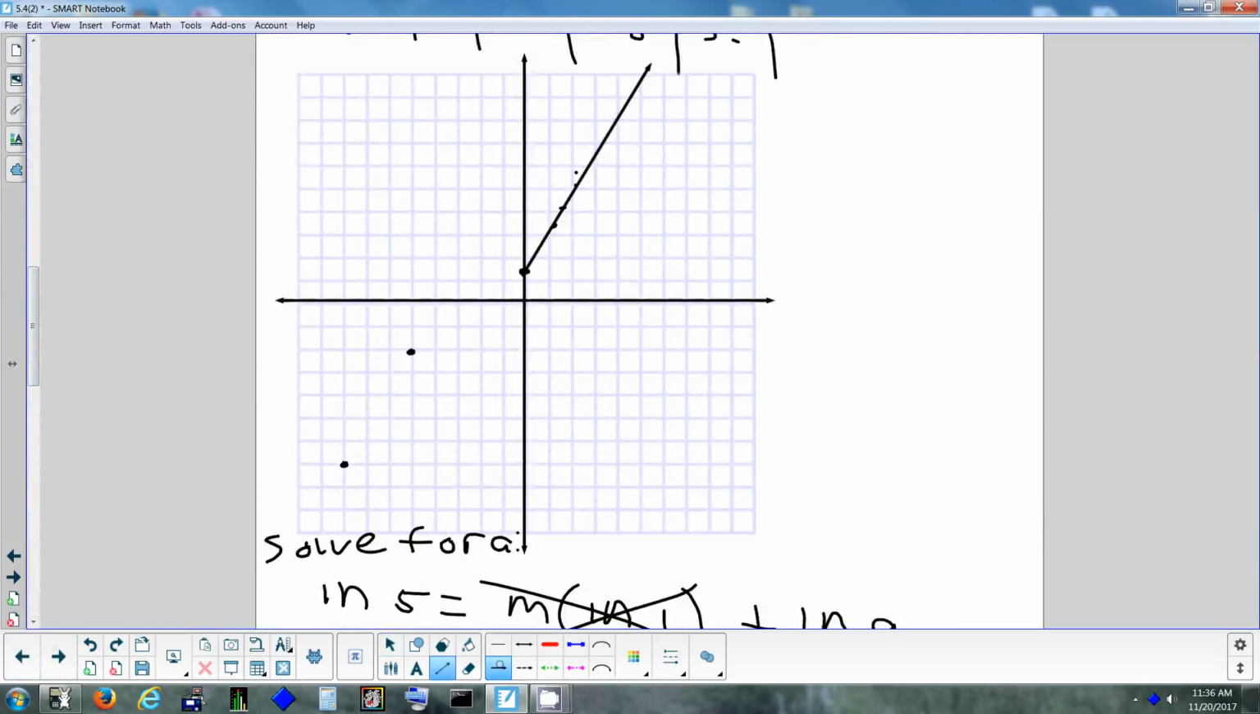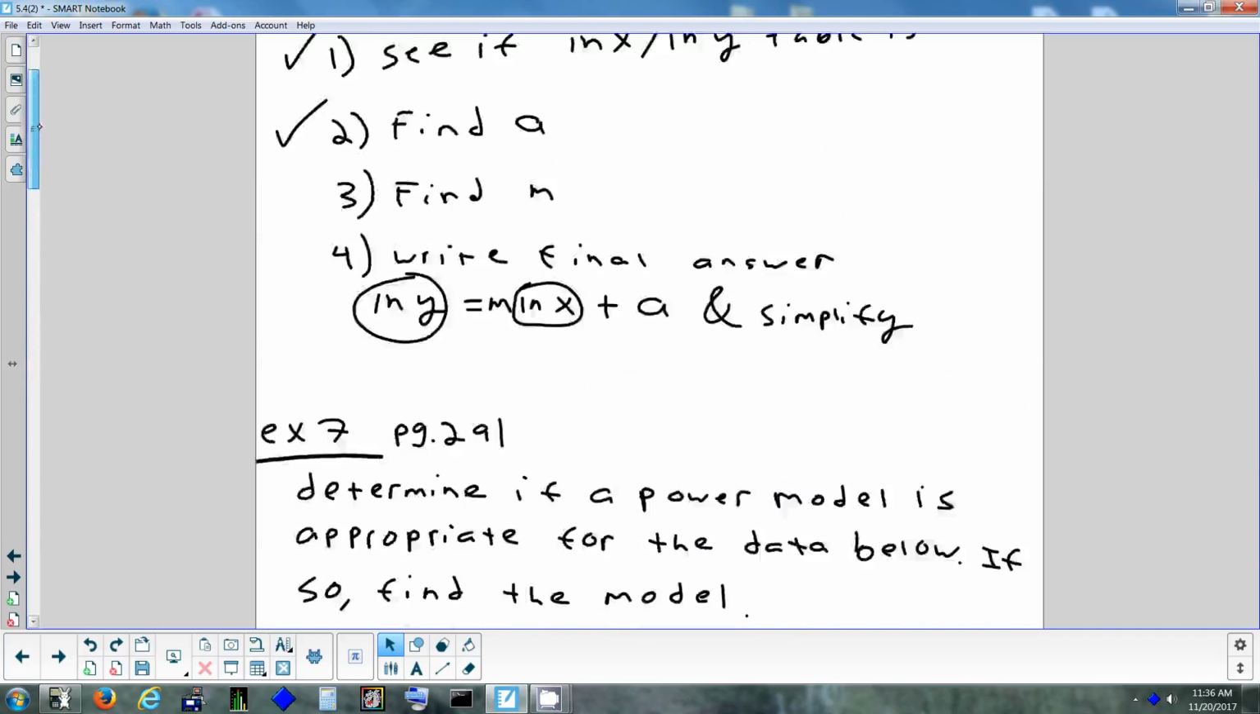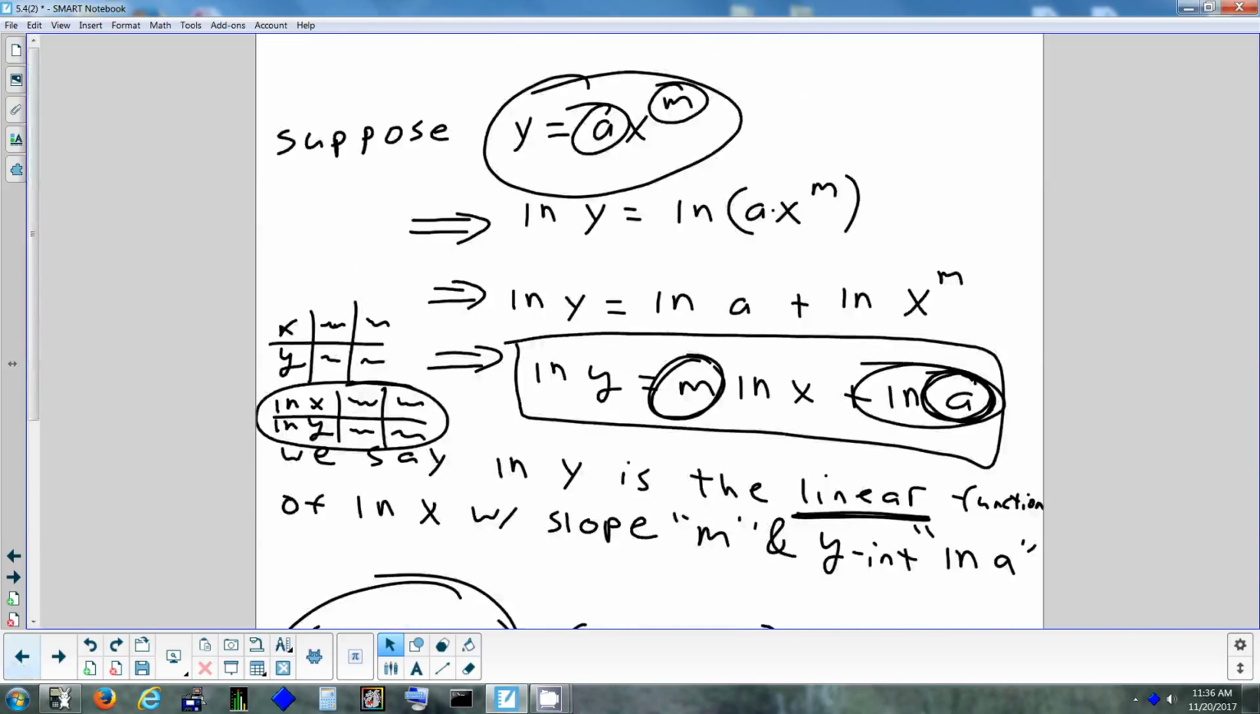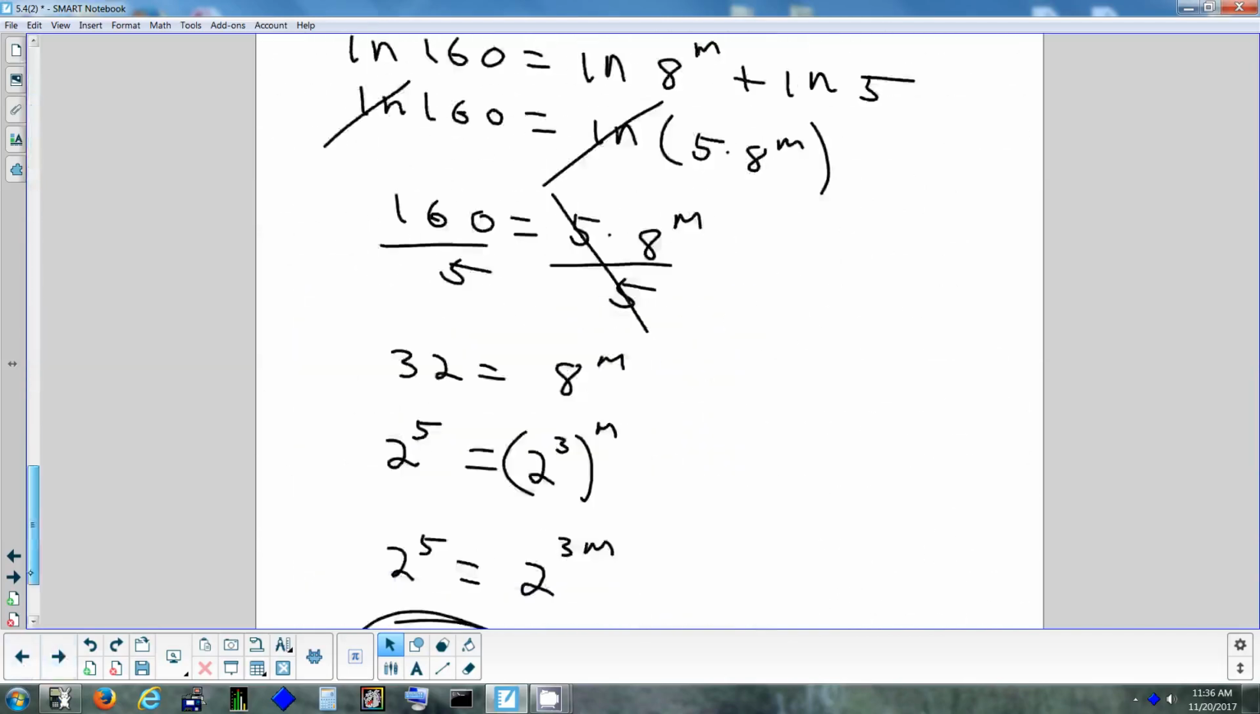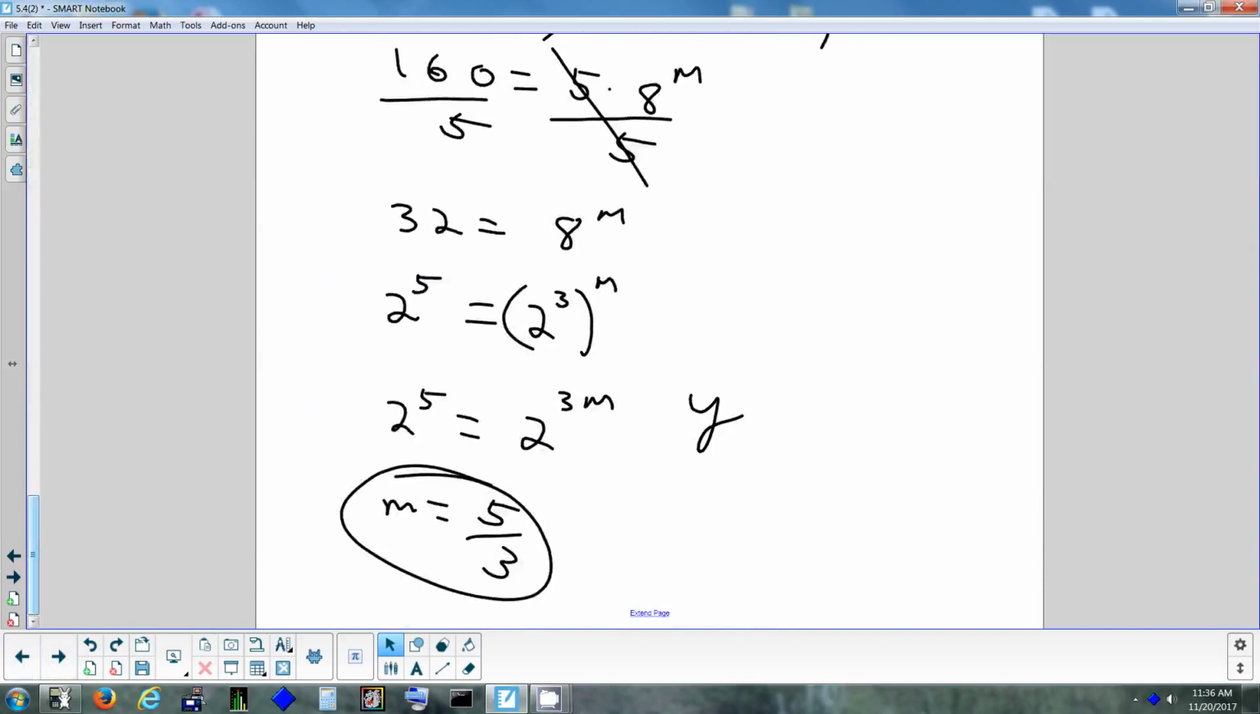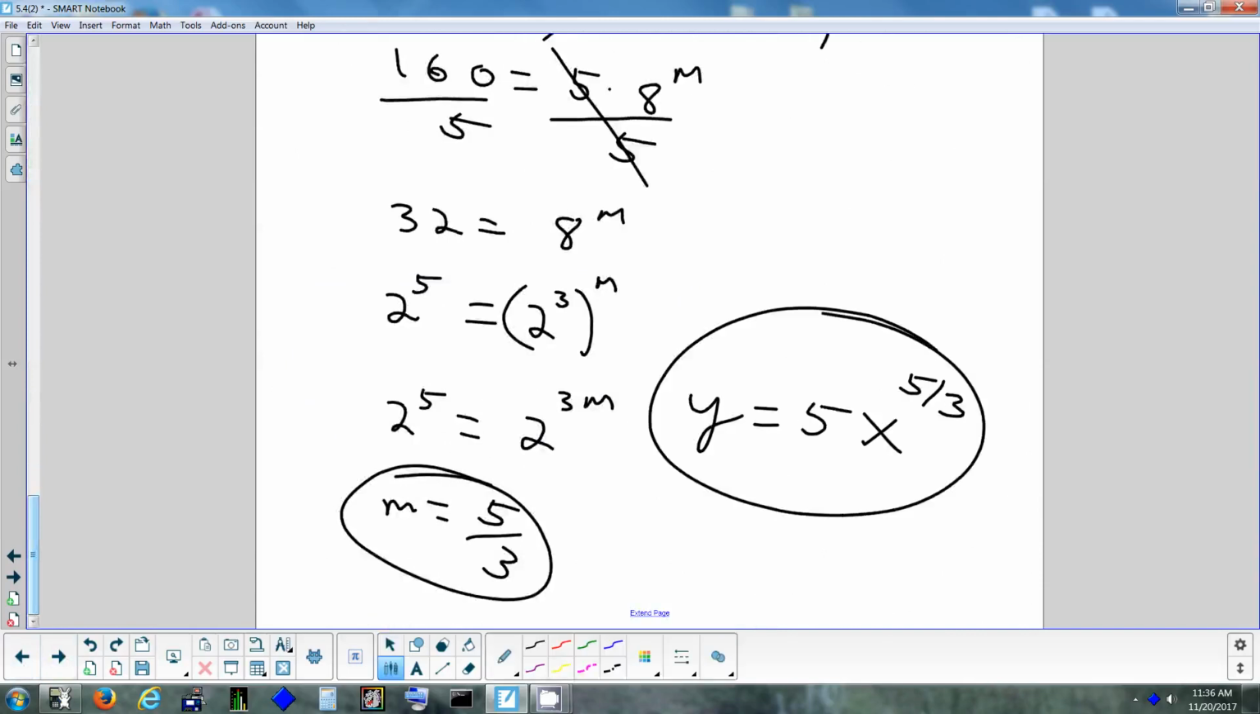We connect those two. Probably about like that. Not bad. So the line that I estimated is pretty close to what the slope really should be. So, final answer, y equals ax to the m. There's a power model for the data.